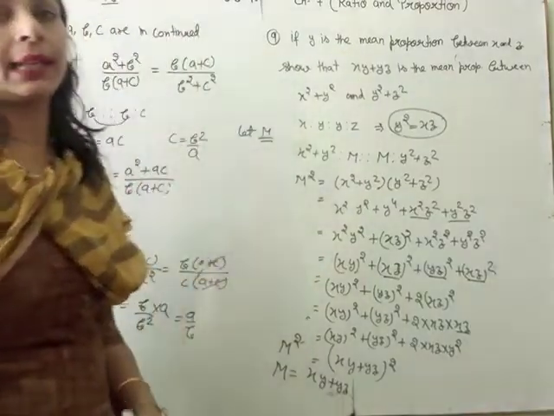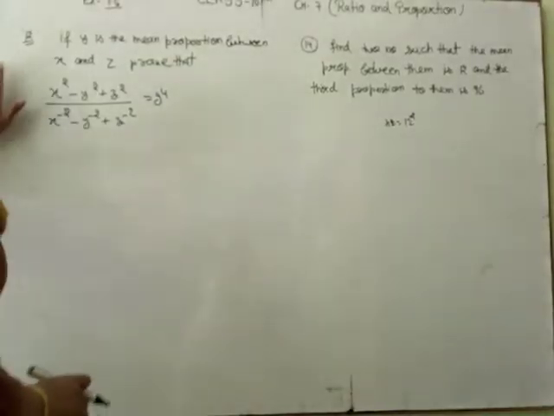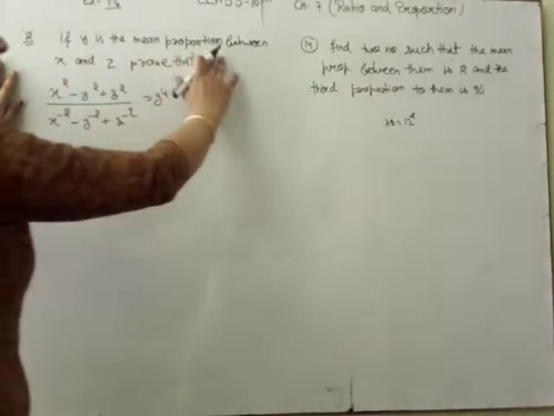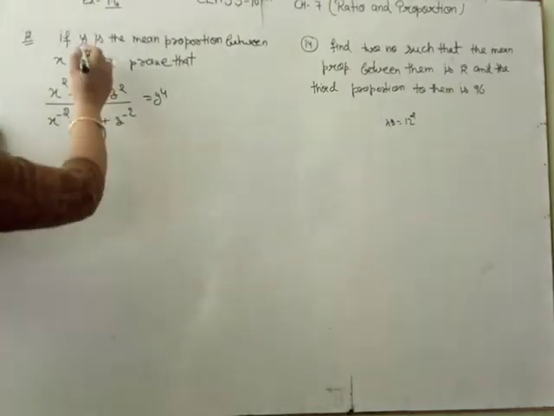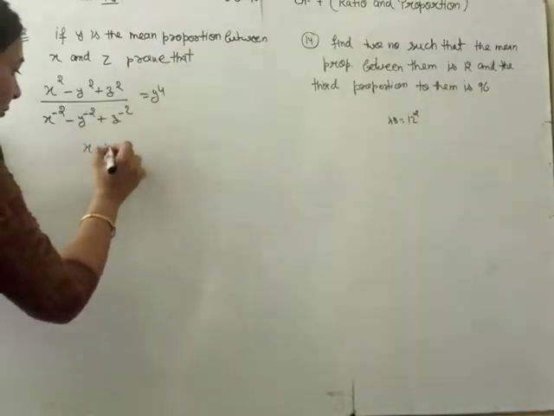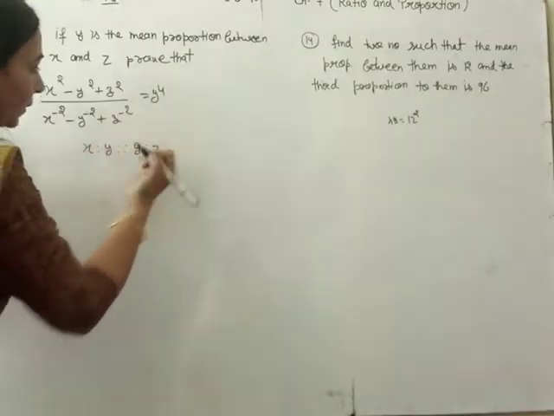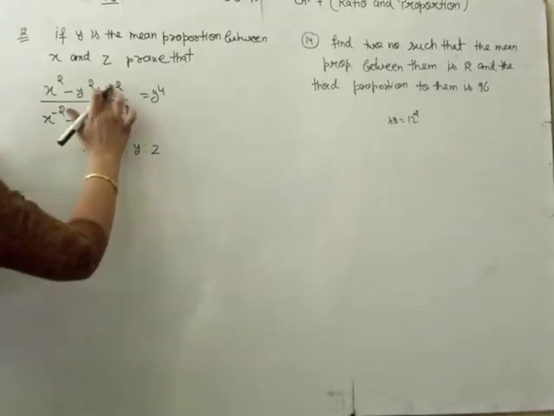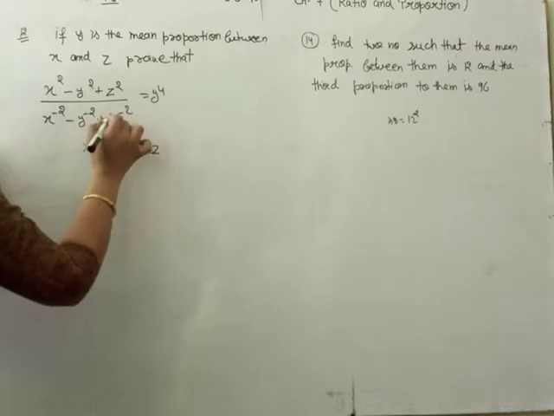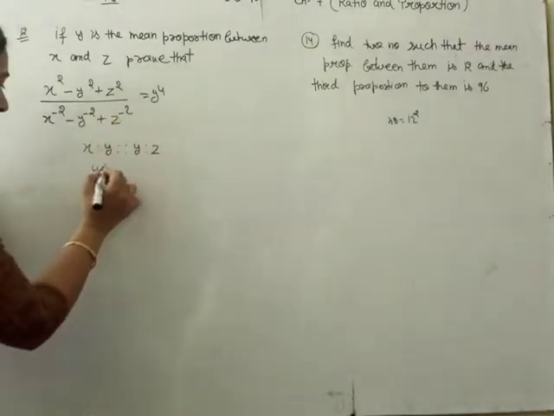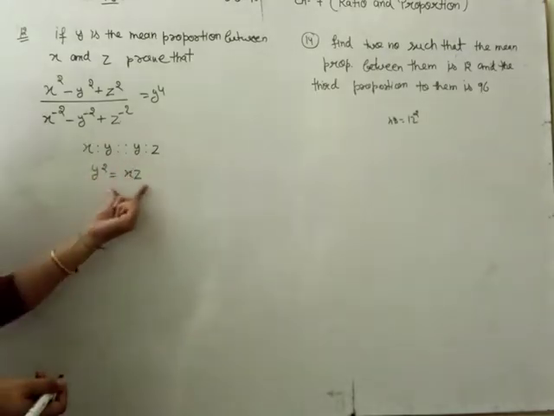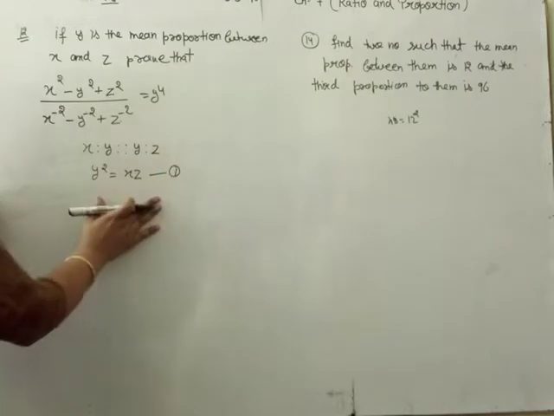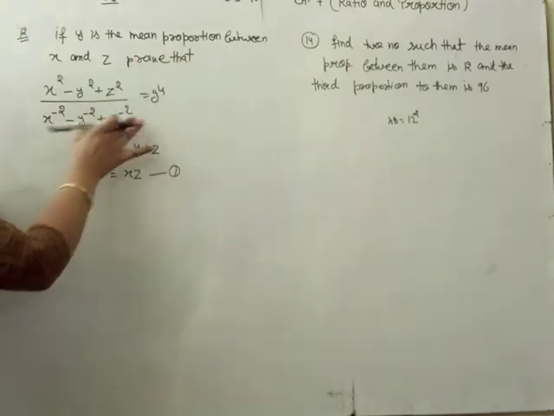Okay, then I will take the next question. The next question, question number 12. If y is the mean proportion between x and z, prove that this equal to this. Student, y is the mean proportion between x and z. Then x ratio y proportion y ratio z. Then according to this we write here also this z. Okay. Then y² equal to xz. According to continued proportional, y² equal to xz. This is 1. With the help of this we have to prove that this equal to this.